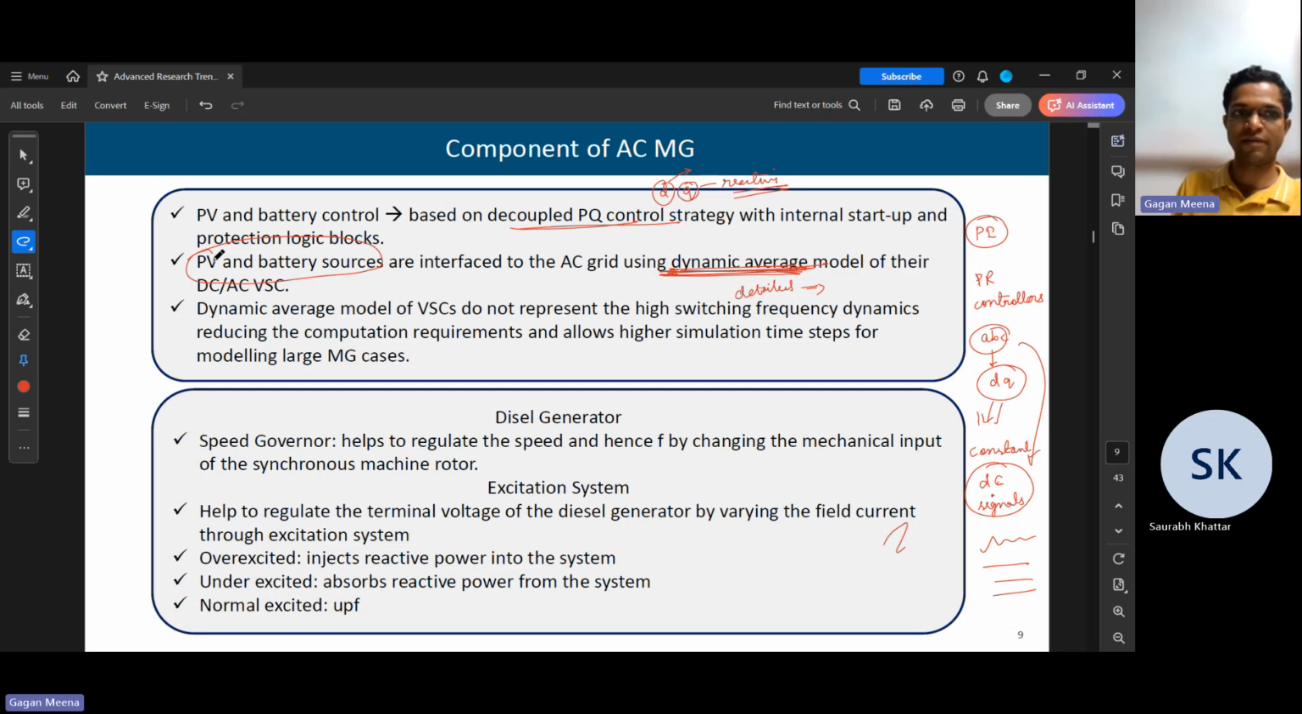In PV, we are using this buck converter and boost converter, and in the battery, we are using a bidirectional buck boost converter. Their switches will be modeled in great detail in the detailed model, and we will be able to capture, let's say the switching frequency is 10 kilohertz, all the signals of frequency 0.1 milli.